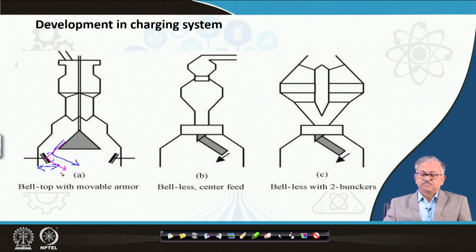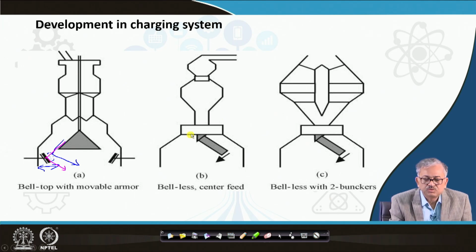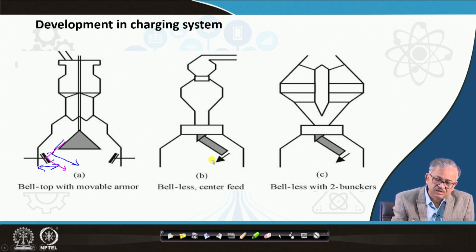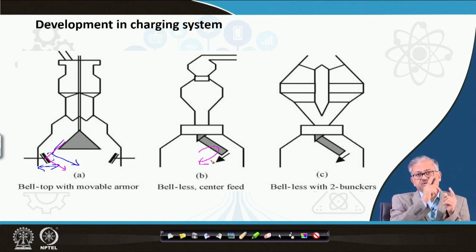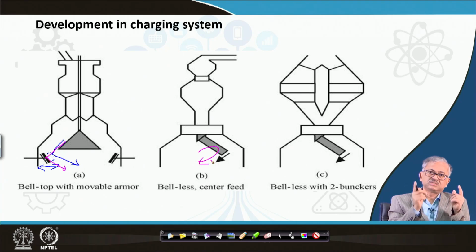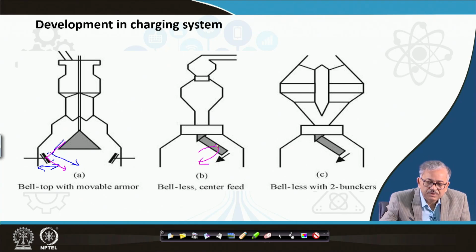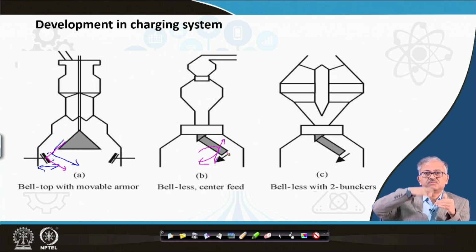Now, then came the bell-less charging; these two are both called the bell-less charging. In this case, a rotating chute is there, and interestingly it can rotate to any angle, okay. It can rotate through 360 degrees, and it can also be moved up and down. These two motions are there. It can be lifted up and then move like this.